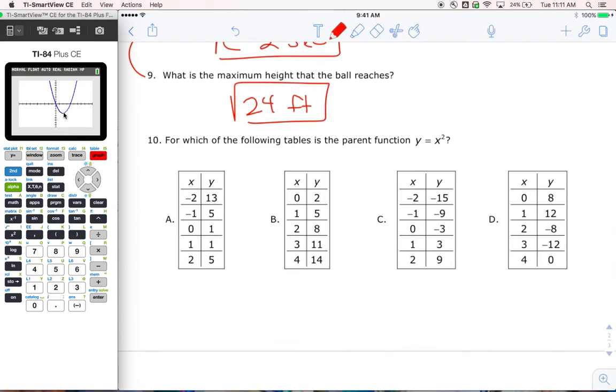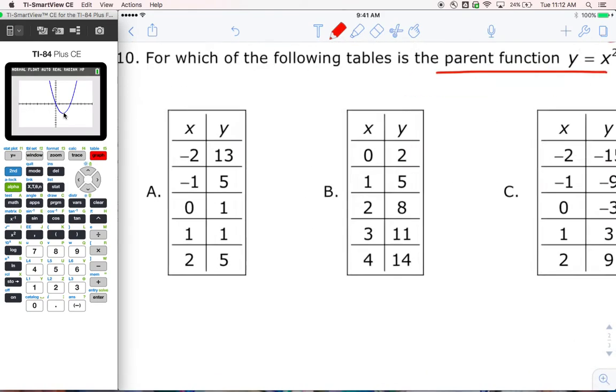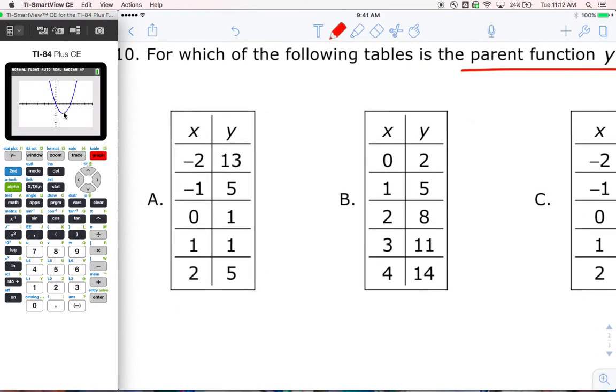Question 10, last one, here we go. For which of the following tables is the parent function y equals x squared? So really this is saying which table is quadratic, right? Because if it's a parent function of x squared, it's got to be quadratic. Remember, what we do to look at this is we look at the changes in y. The changes in x are all going up by 1, which means we can kind of ignore them.